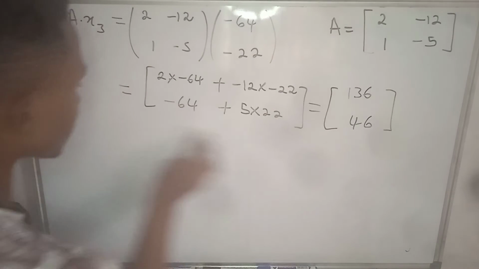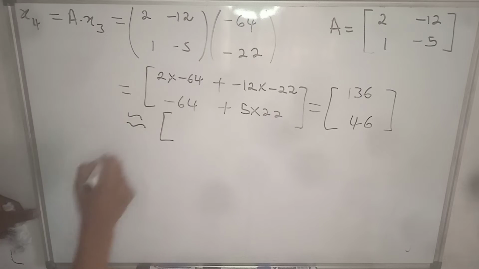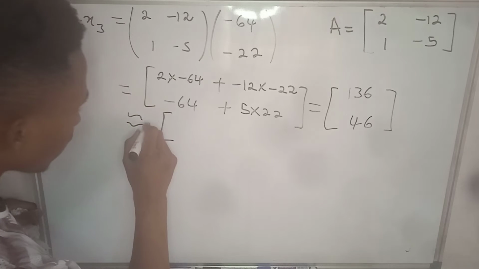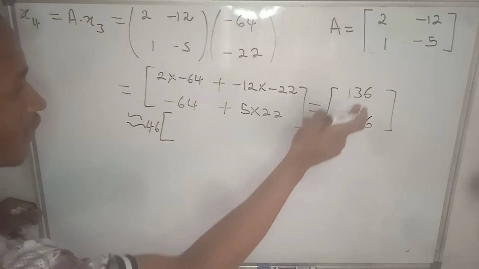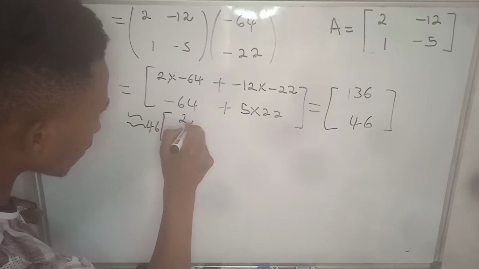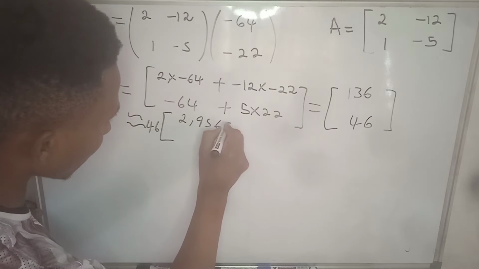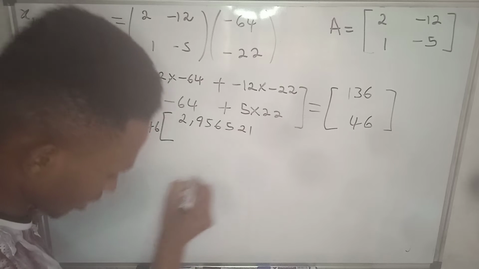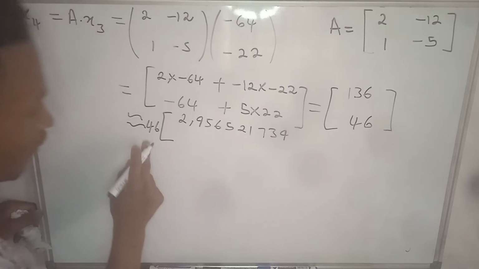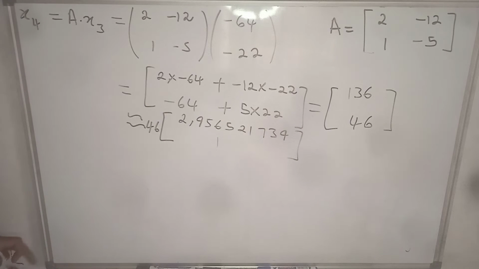This can be approximated by taking 46 out. If I divide 136 by 46, I get 2.956521739, and if I divide 46 by 46, I get 1. So that was my fourth iteration.